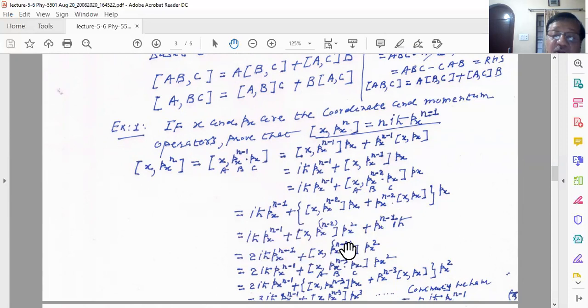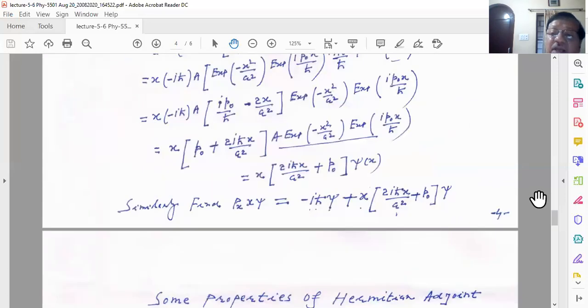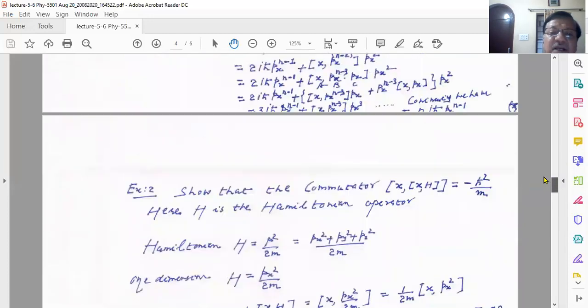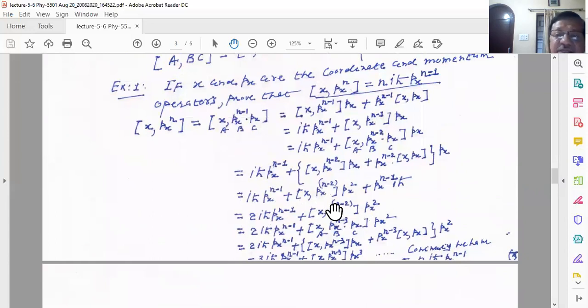And again you have a commutator of x, px raised to n minus 2, px square. Again we will compute this commutator. Let us once again come to that point. So now you see this commutator I want to compute. This term 2 iħ px raised to n minus 1 I'm keeping as it is. And now again I split px raised to n minus 2 into two parts. So this is x as it is, then it is px raised to n minus 3 into px. This product gives you px raised to n minus 2, px square.